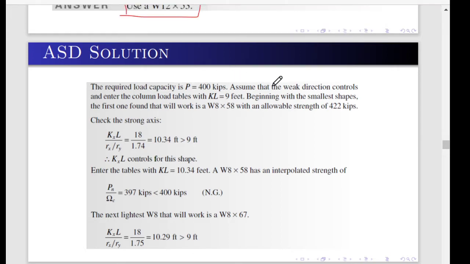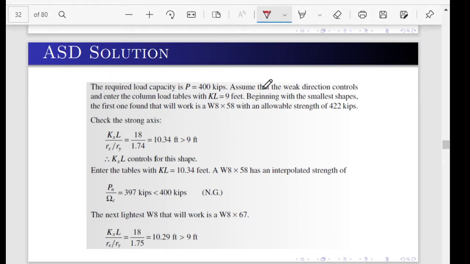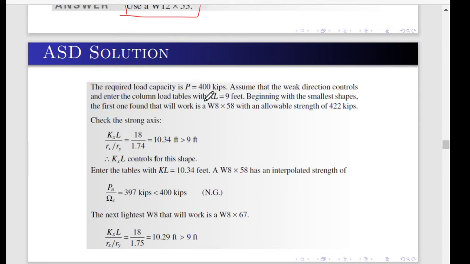Those load combinations will govern in this ASD solution. Assume that the weak direction controls and enter the column load. Actually, it's the same procedure as in LRFD with KL equal to 9 feet. So, we'll assume again that the weak direction will control, no?